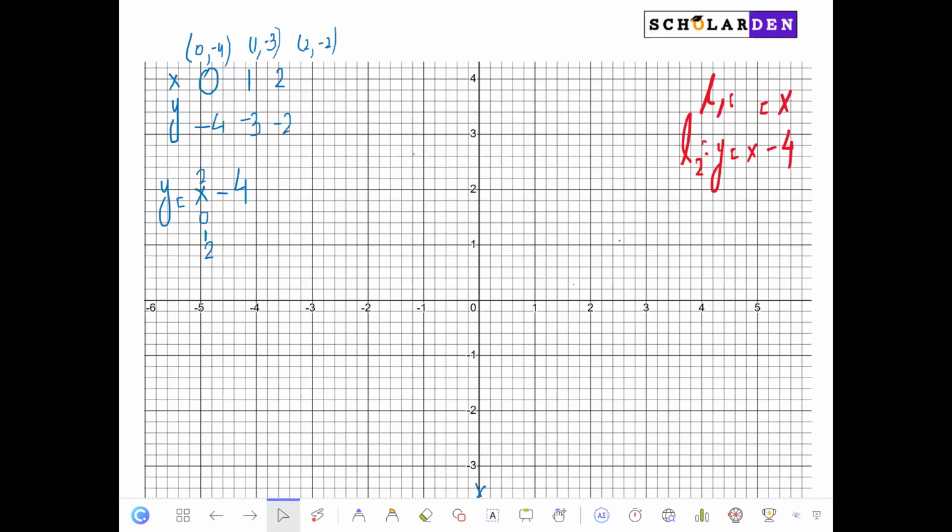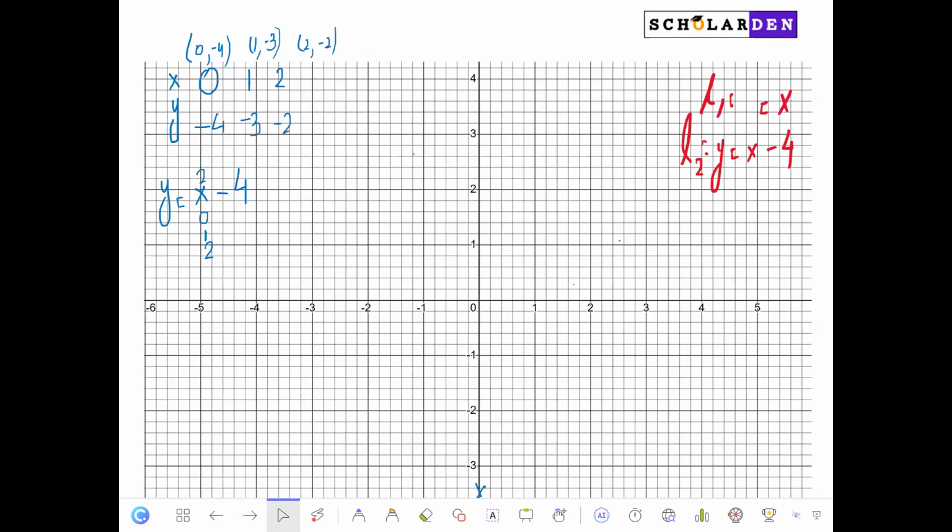So this point is 0, minus 4. Okay. And then the next coordinate is 1 and minus 3. So first of all, we find out where the x-axis value is equal to 1. So this comes over here. And then we go minus 3. We start going downward. So this is minus 1 for y, minus 2 for y, and minus 3 for y.